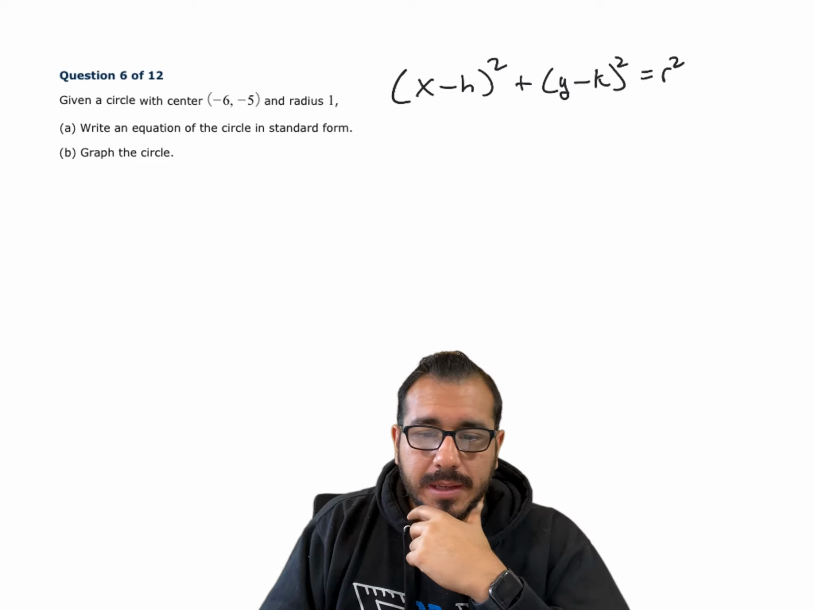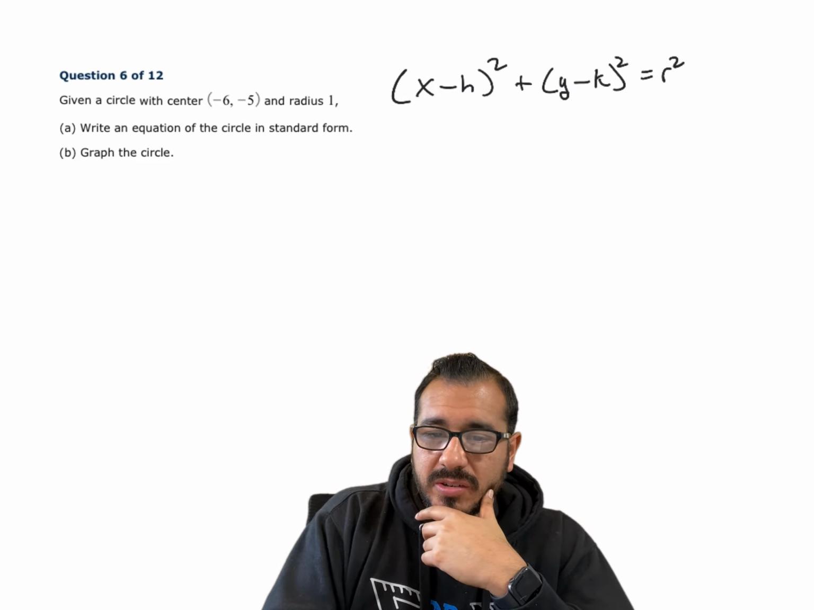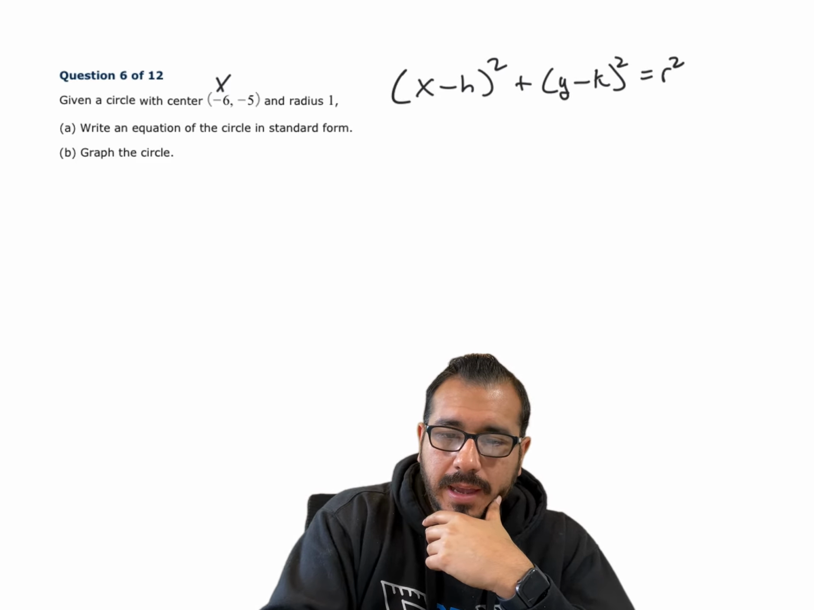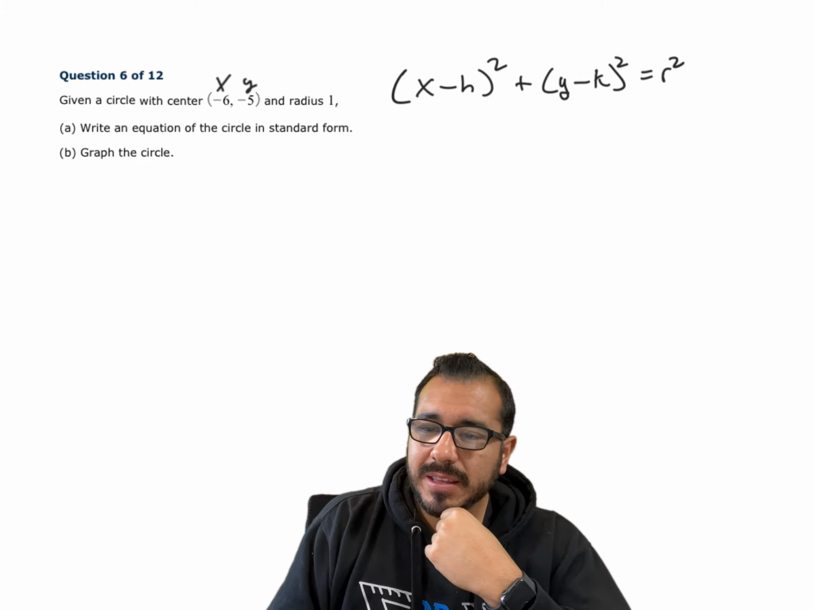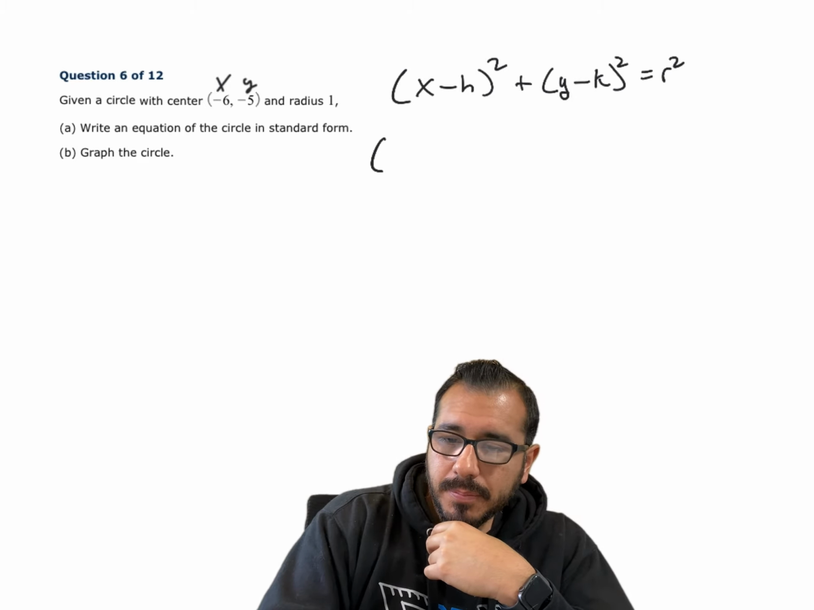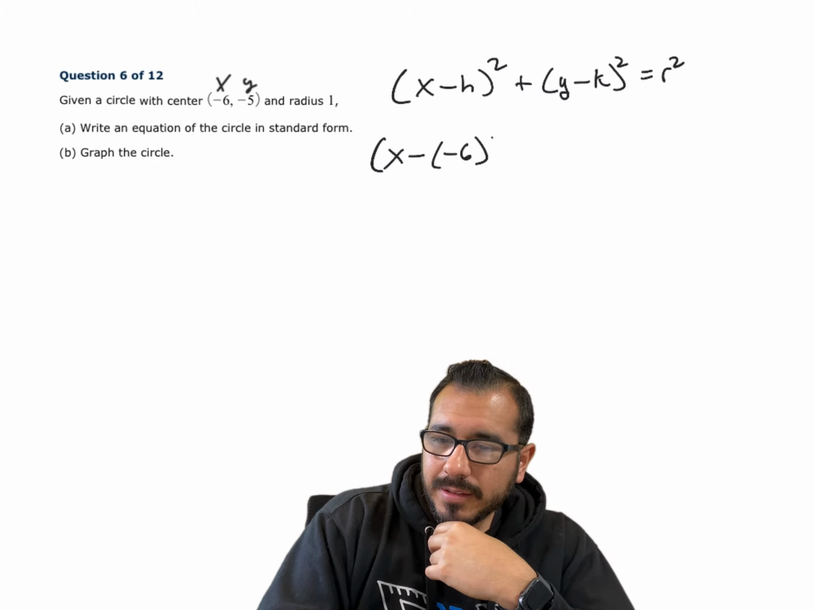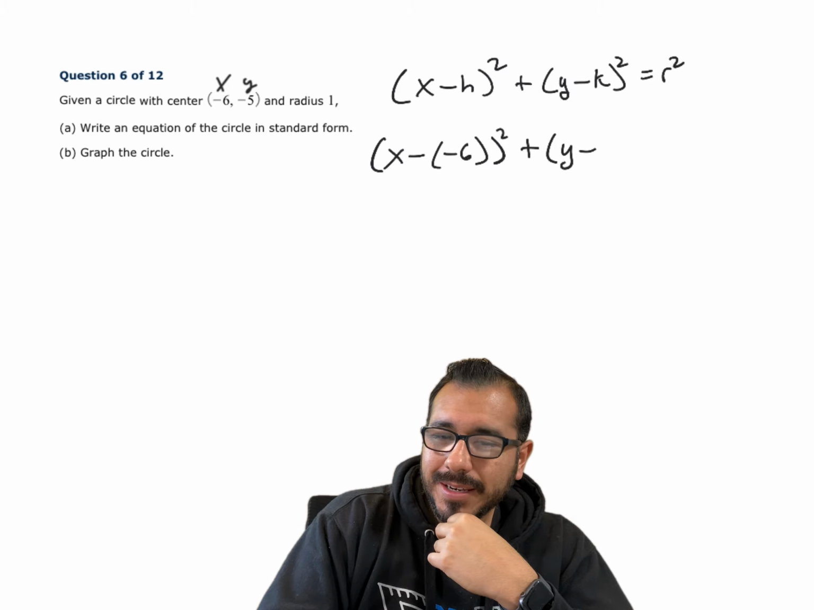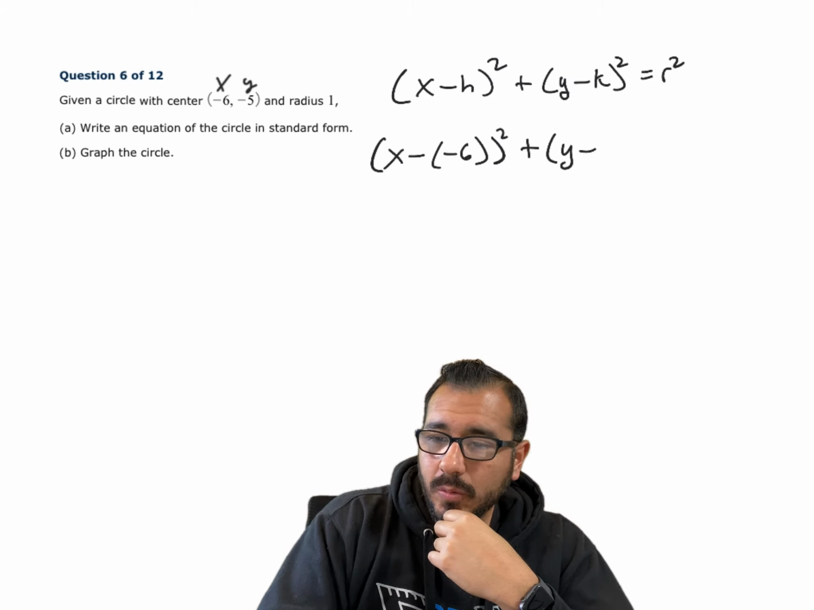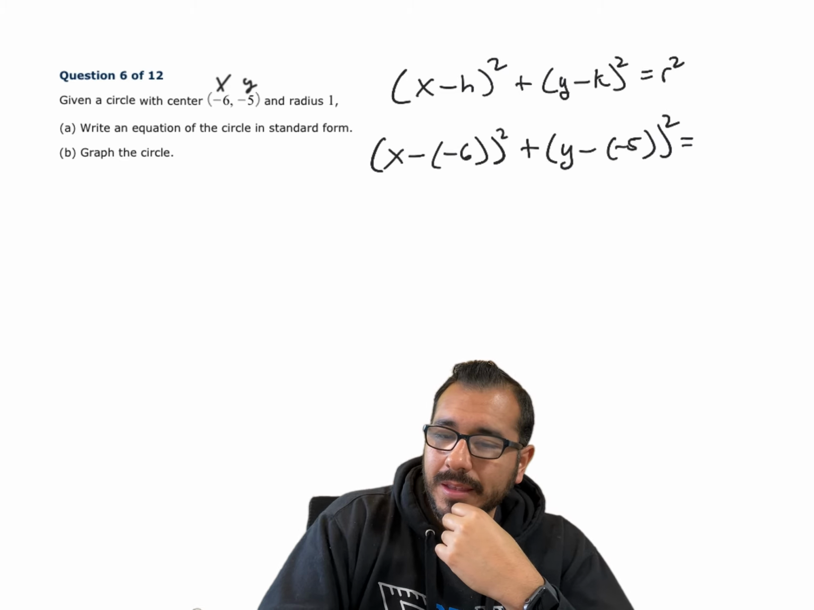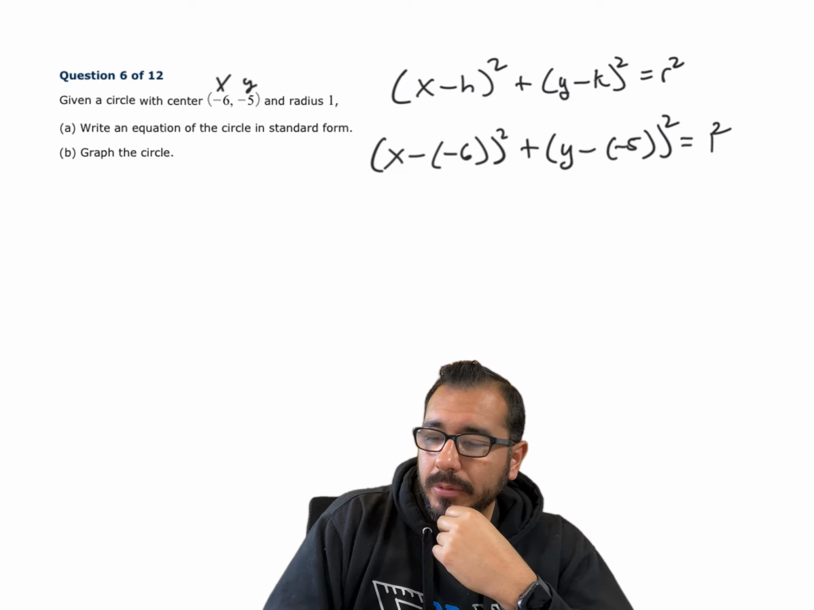So let's go with this. So here's our X value, and here's our Y value. So let's just plug these in. All right, and then we got Y minus Y, which was -5. So again, notice how I'm very careful with my parentheses, and our radius is 1.